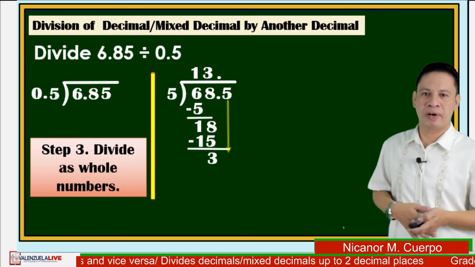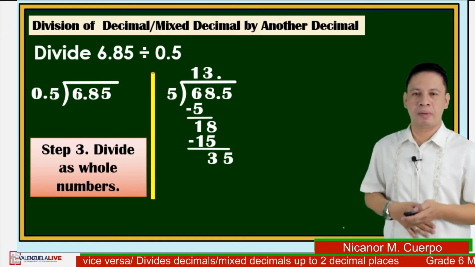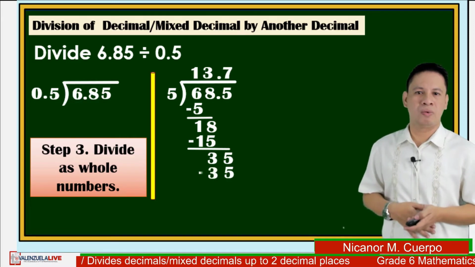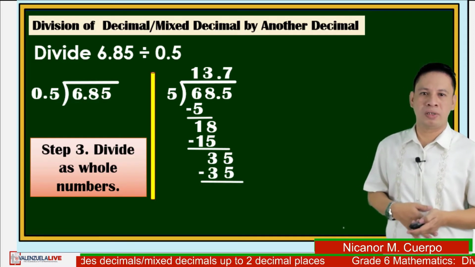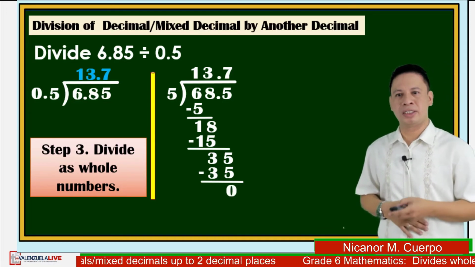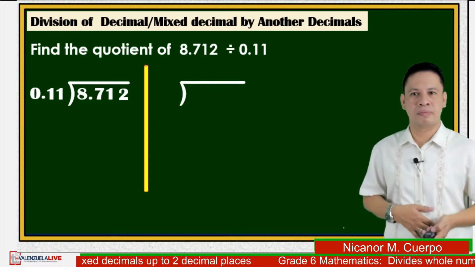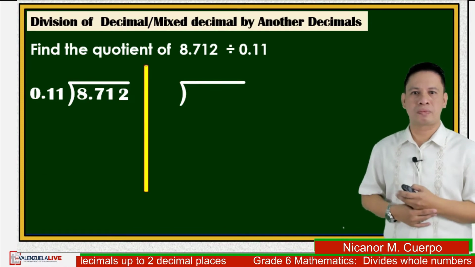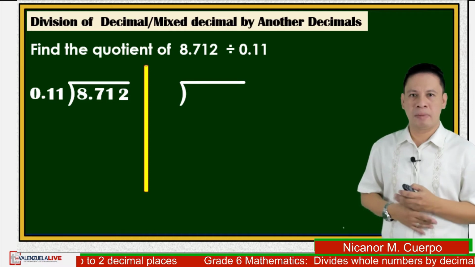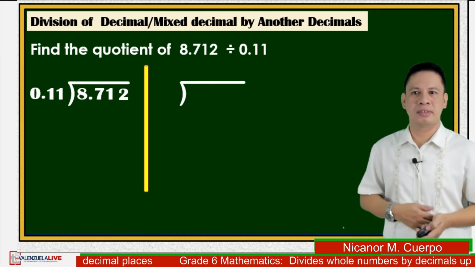Then bring down 5. 35 divided by 5 equals 7. 7 times 5 equals 35. Then 35 minus 35 equals 0. So our answer is 13 and 7/10. Let's have another example. So 8 and 712 thousandths divided by 11 hundredths.